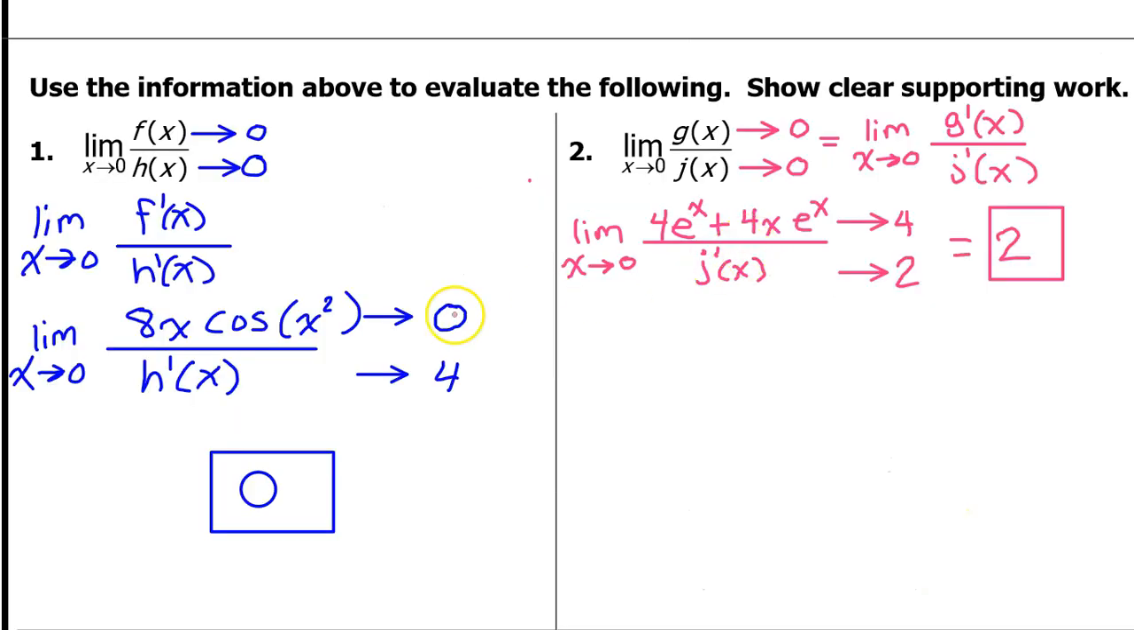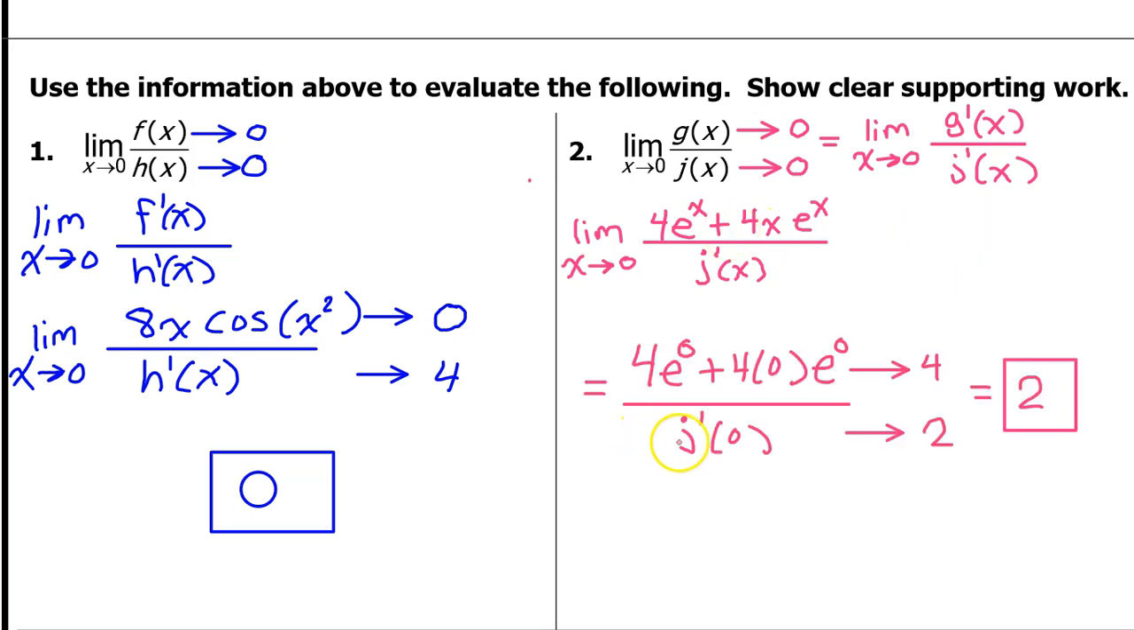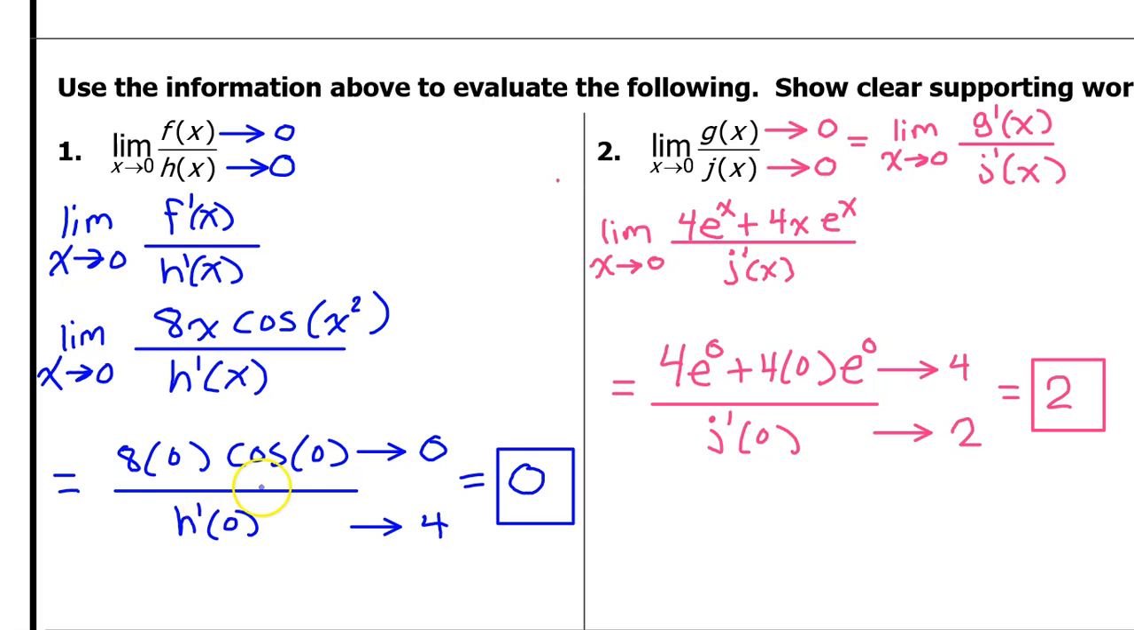Looking back, I feel like we should show one more step. We are supposed to show clear supporting work. Let's show the part where we plug in the 0. Unless it's a multiple choice question, be sure to show your direct substitution. Here's what it looks like for number 2, and here's what it looks like for number 1.